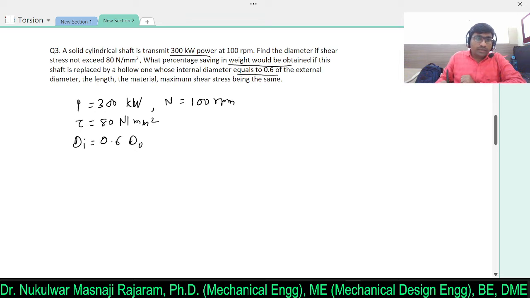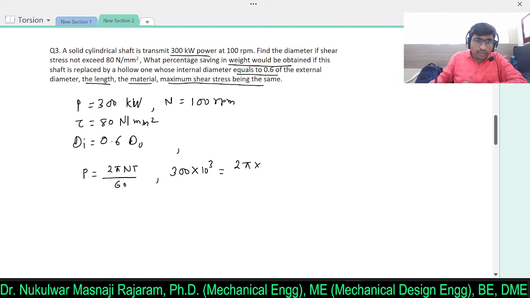Now here, if you consider the length, material and maximum shear stress being the same, so for both the cases it is the same for the hollow shaft as well as the solid shaft. Now I will write, first I will evaluate the torque. Clear? Now for that I will write power is equal to 2 pi N T divided by 60. Now power value is given, 300 into 10 to the 3, into 2 pi, N is given 100. Torque we need to evaluate, divided by 60.